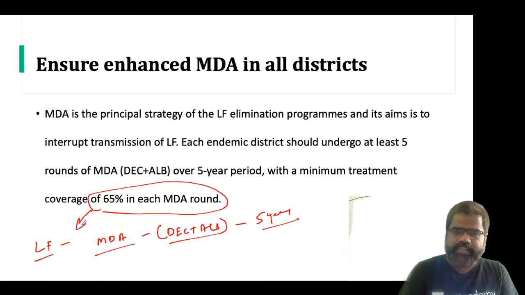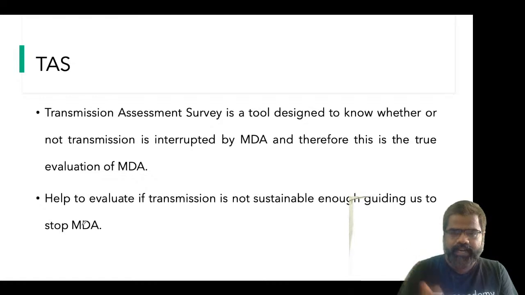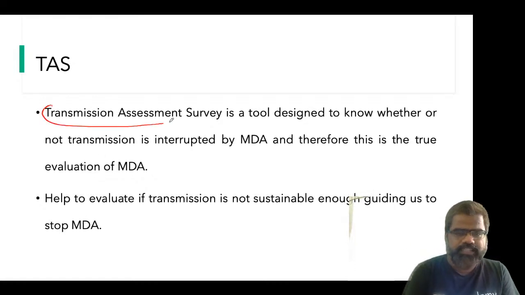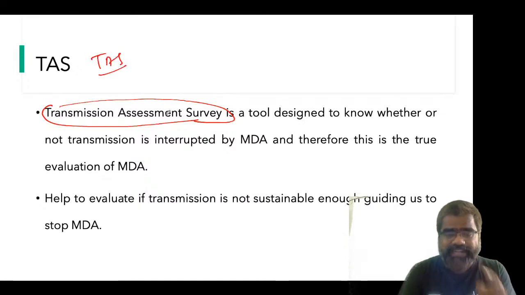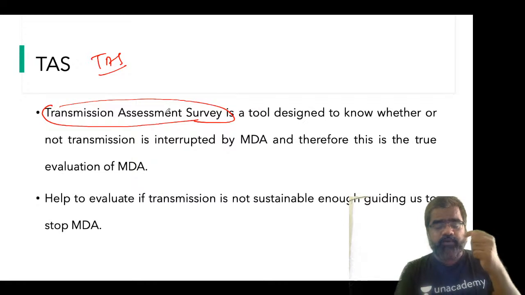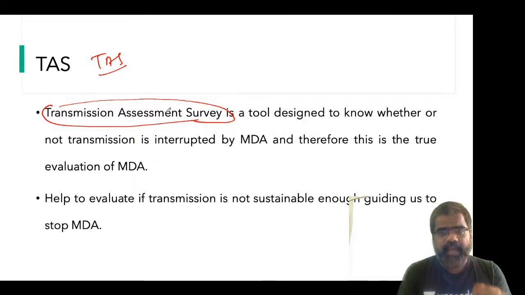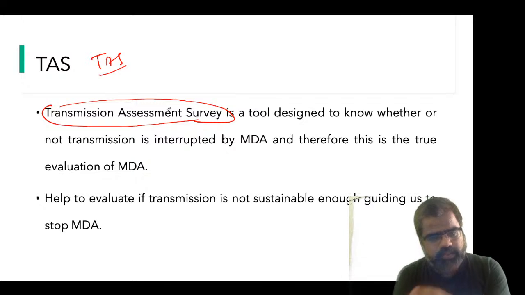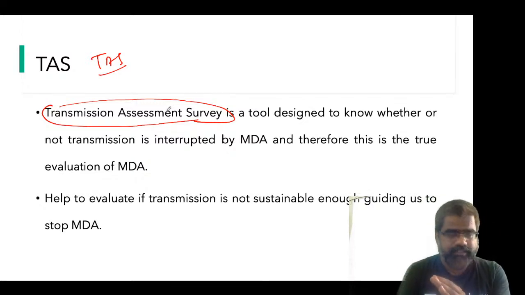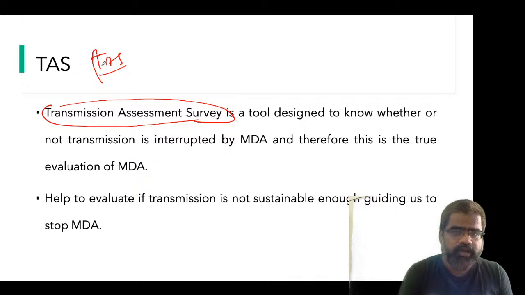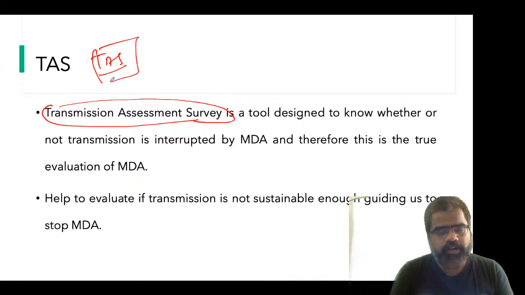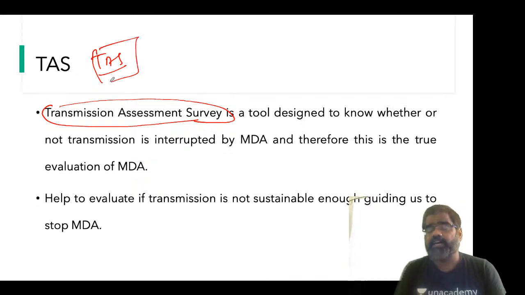Once you are done with this MDA, after 6 months we do a transmission assessment survey, called TAS, to evaluate whether MDA was successful or not, and if it was successful, whether we can stop MDA there. So TAS is a very important evaluation tool for lymphatic filariasis and for how the mass drug administration program has performed. So this is basically about TAS.